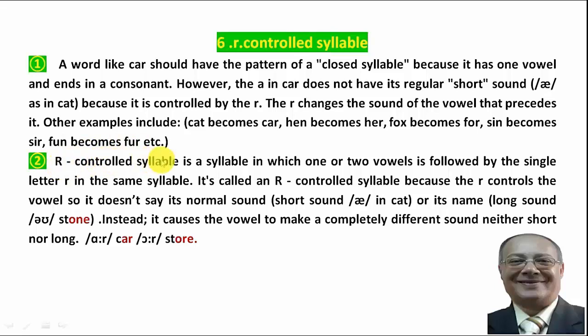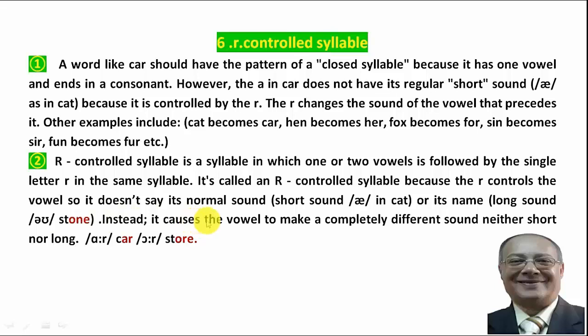An R controlled syllable is a syllable in which one or two vowels are followed by the single letter R in the same syllable. It's called an R controlled syllable because the R controls the vowel, so it doesn't say its normal short sound, the A in cat, or its name, long sound, O in stone.